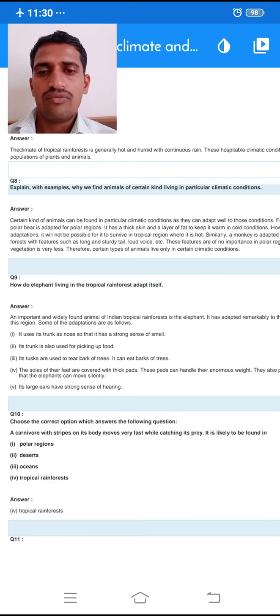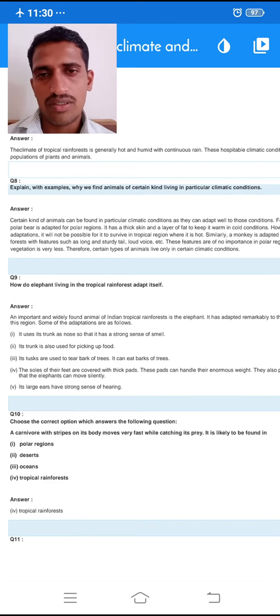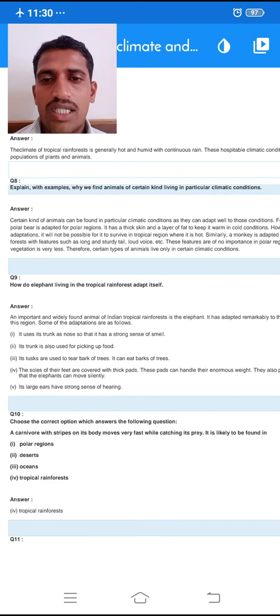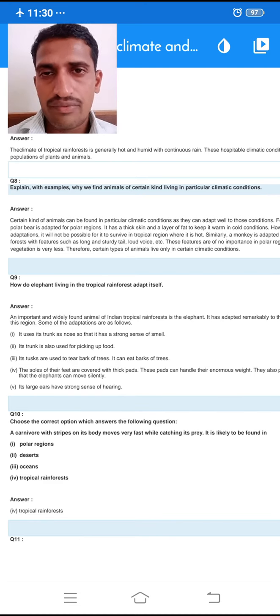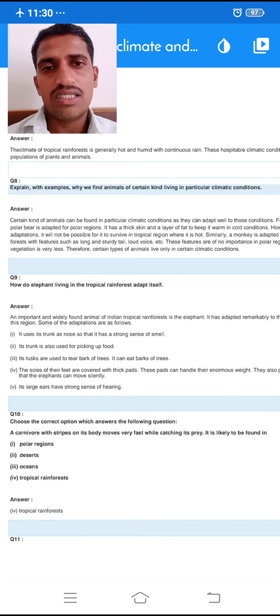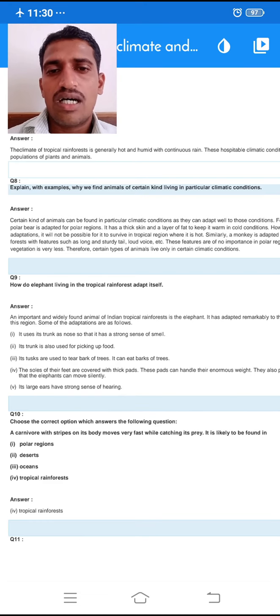Now let's go to question number 8. Explain with examples why we find animals of certain kinds living in particular climatic conditions. This is a very important and interesting question. You have to explain here with some examples why we find animals of a particular kind living in particular climatic conditions. Only in particular climatic conditions are particular kinds of animals found. So why is it so? You have to explain here.